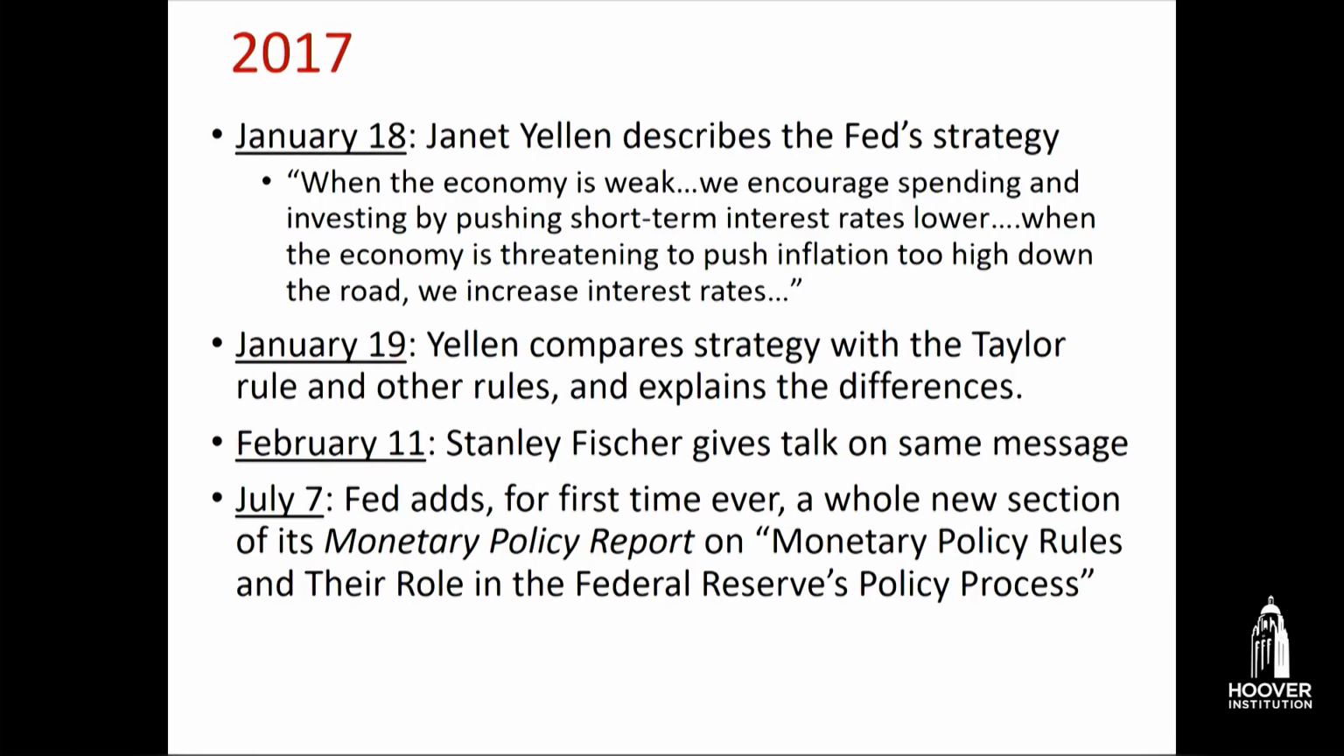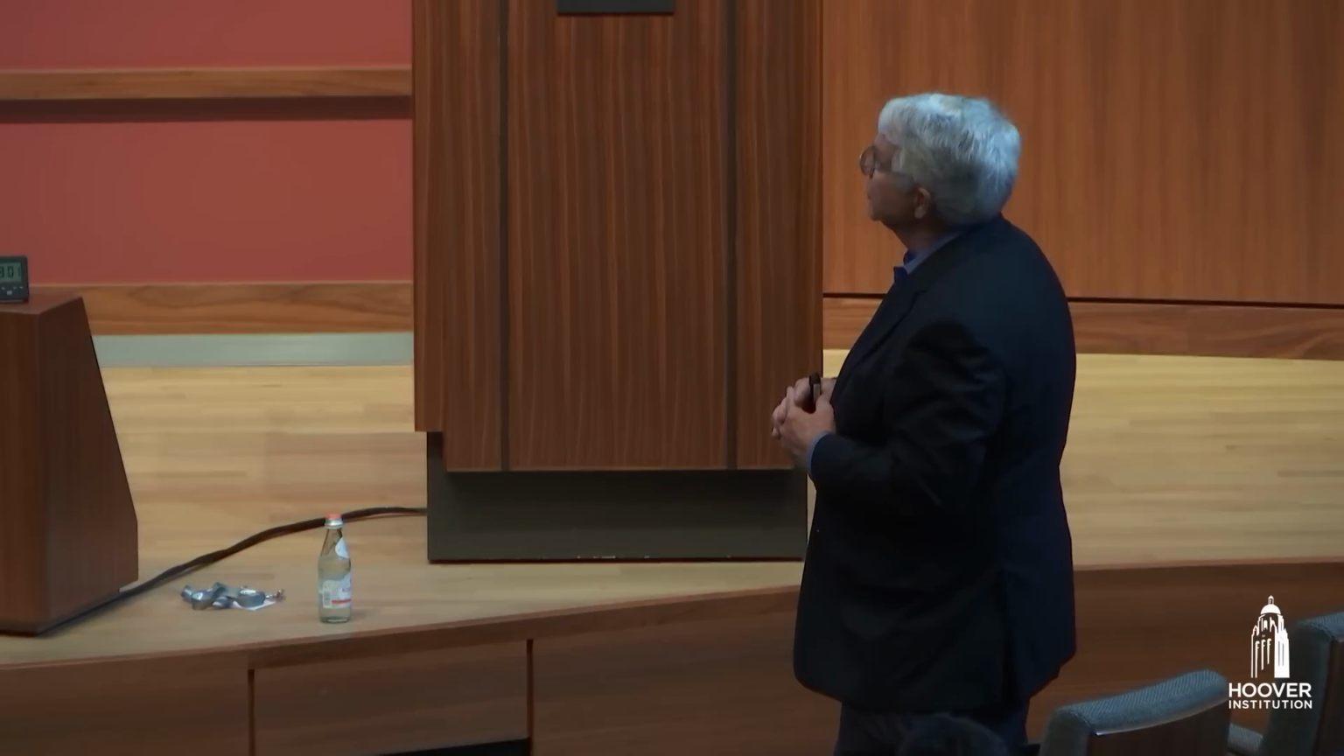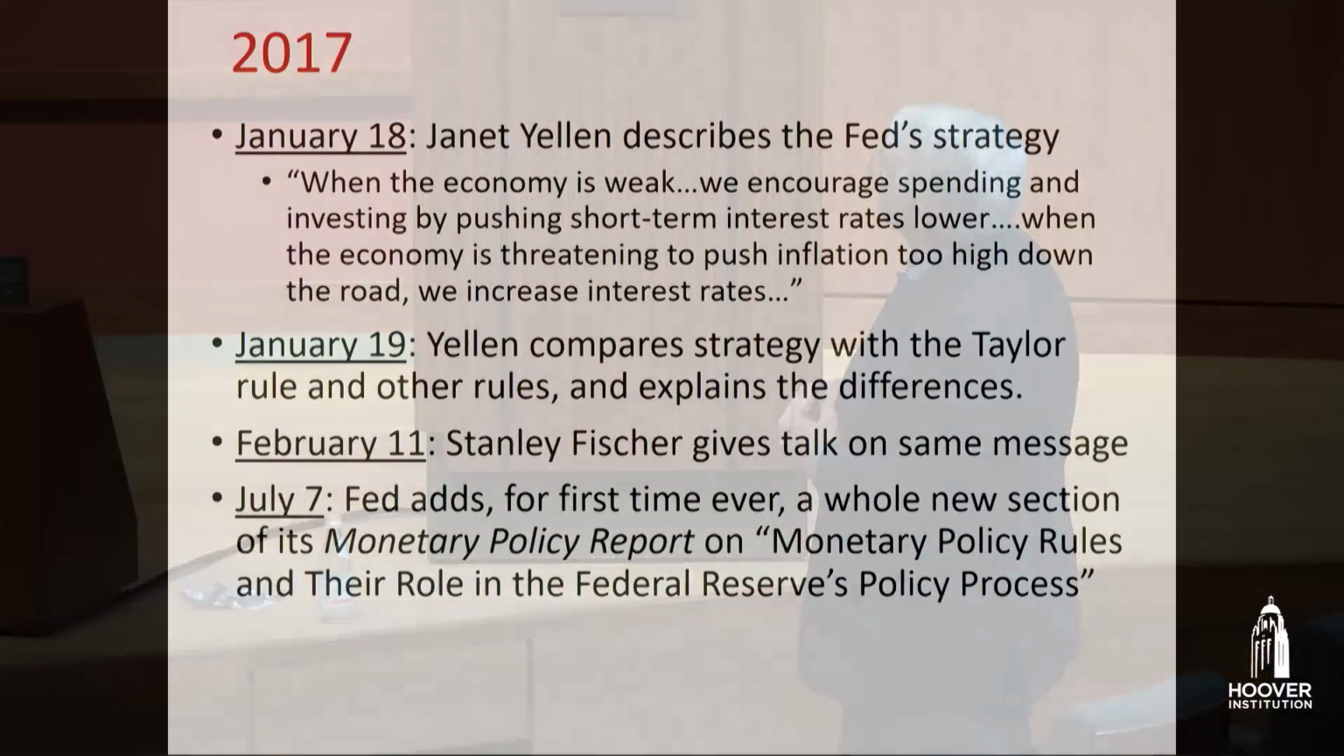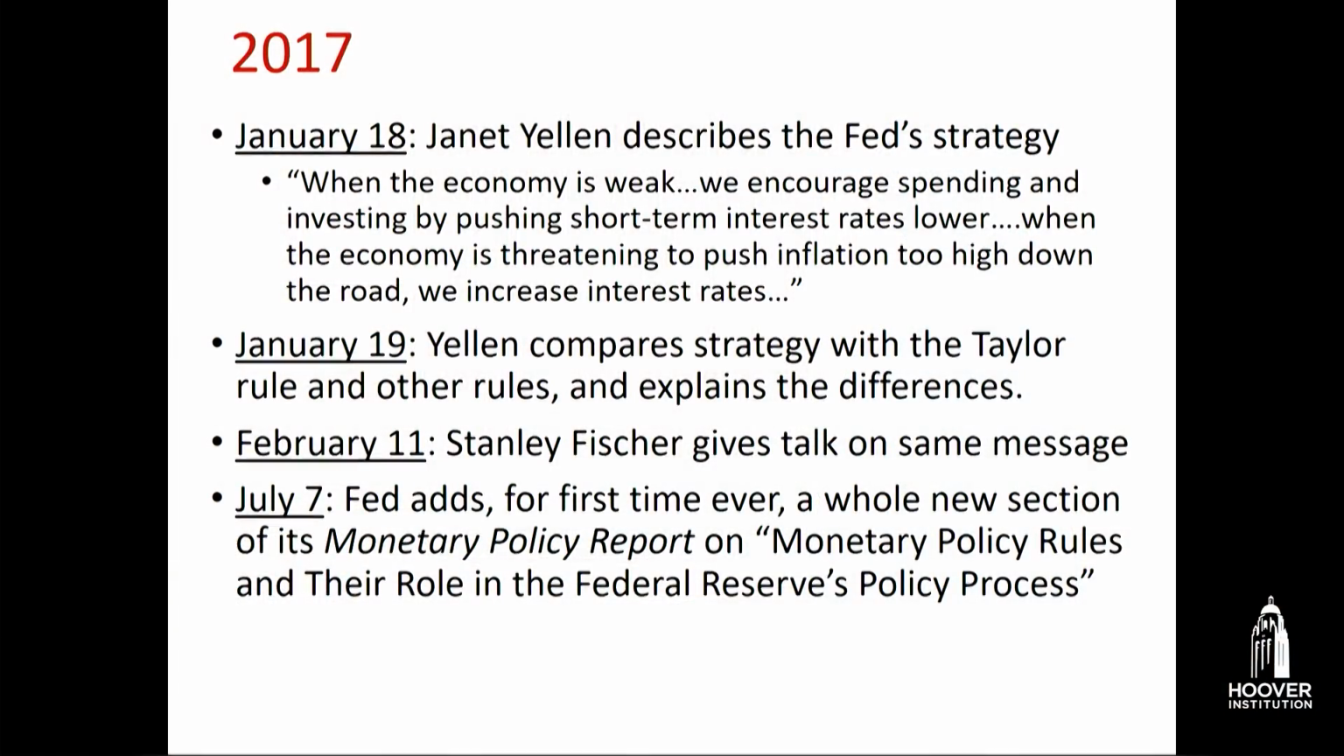And then the Fed began, for the first time ever, to publish a section of its annual monetary policy report, which had the title, Monetary Policy Rules and Their Role in the Fed's Policy Process. So this has never been done before, and it began sometime last year. So it's a difference. You can think about why it was happening.